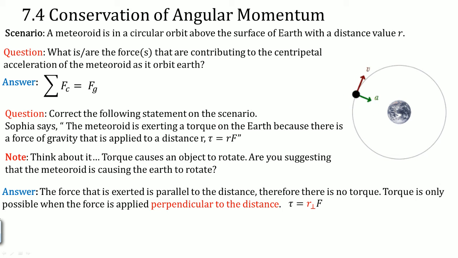The equation Sophia had didn't say that the radius is perpendicular. That's why her assumption was wrong. Okay, so there you go. Torque does not cause the Earth to rotate in this case because the force is parallel, not perpendicular.